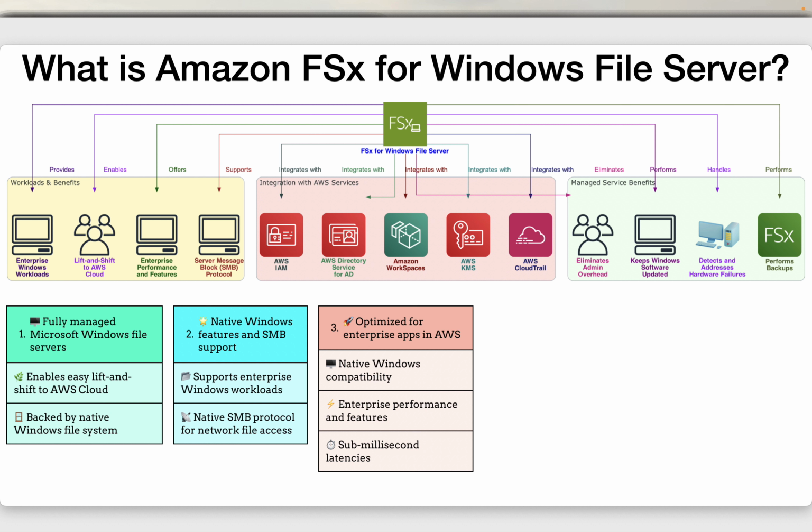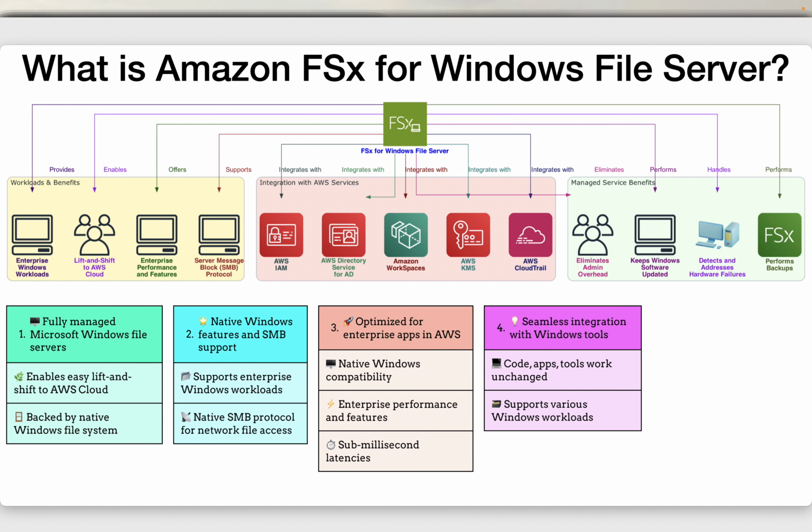Amazon FSx is optimized for enterprise applications in the AWS cloud, offering native Windows compatibility, enterprise performance and features, and consistent sub-millisecond latencies. With file storage on Amazon FSx, the code, applications, and tools that Windows developers and administrators use today can continue to work unchanged. It supports various Windows applications and workloads, including business applications, home directories, web serving, content management, data analytics, software build setups, and media processing.